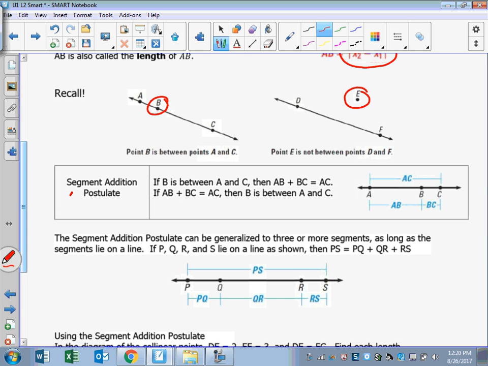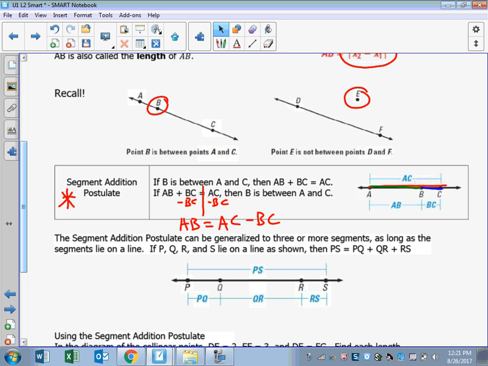Now we got the segment addition postulate. You guys can read over that on your own, but pretty much what this is saying is that the bigger segment, so AC for instance, is made up of the two smaller pieces. So AB plus BC would give you AC. And obviously you can use algebra to rearrange that any way that you want. For instance, if we subtracted BC from both sides, then we would have AB, so a piece of the segment is AC, the total, minus BC.